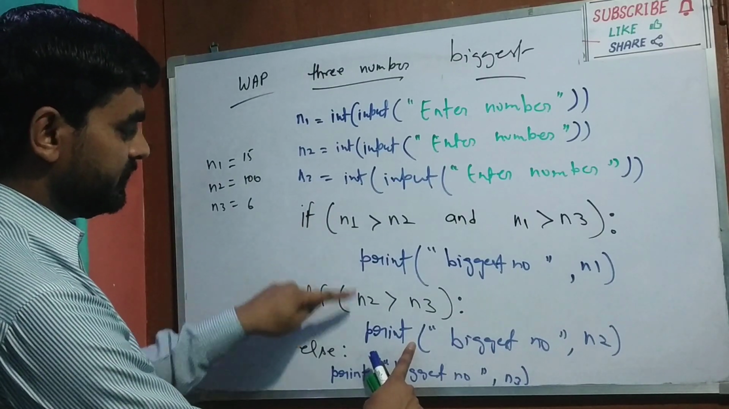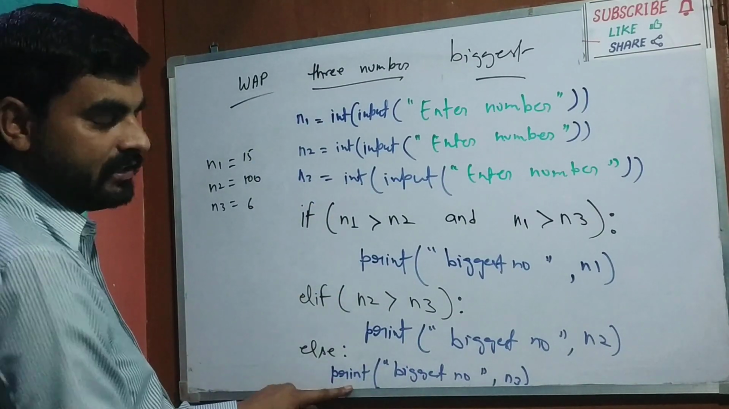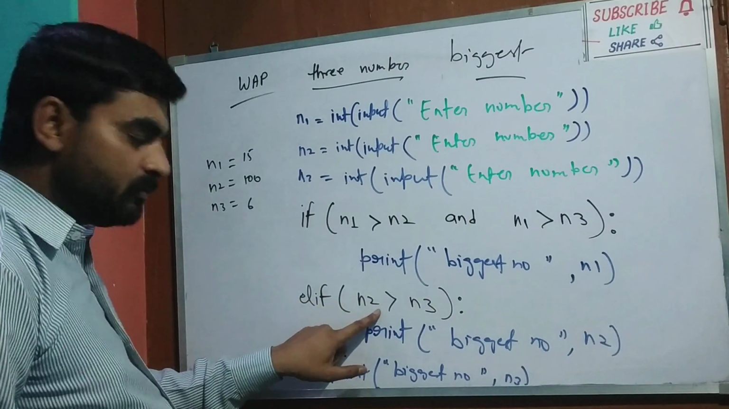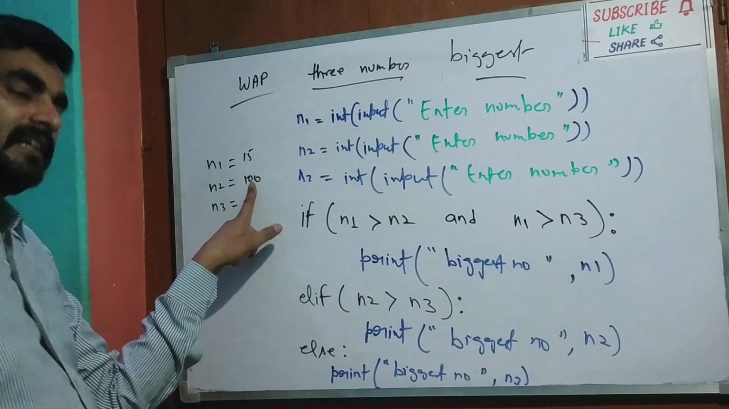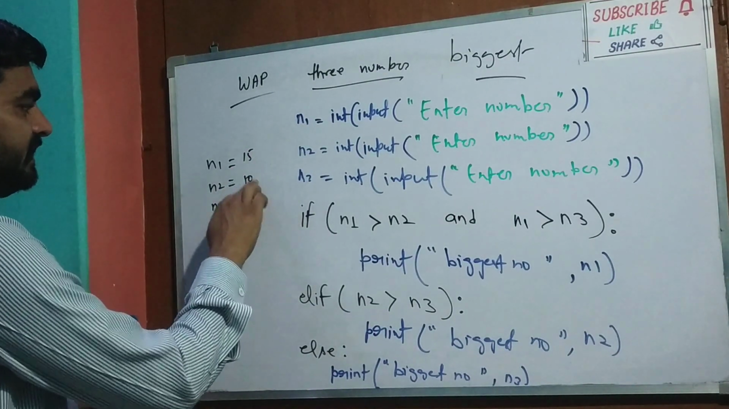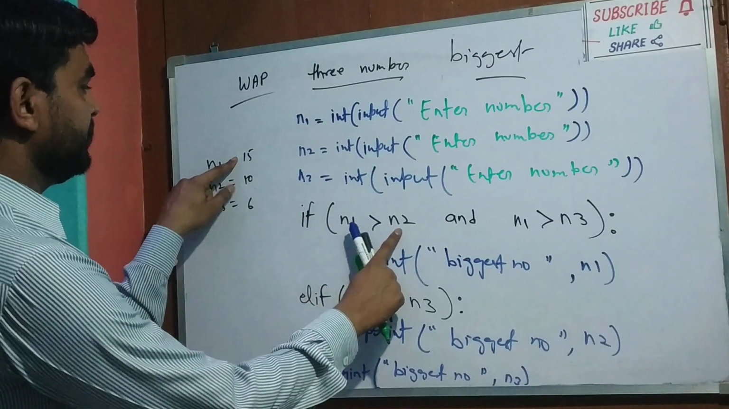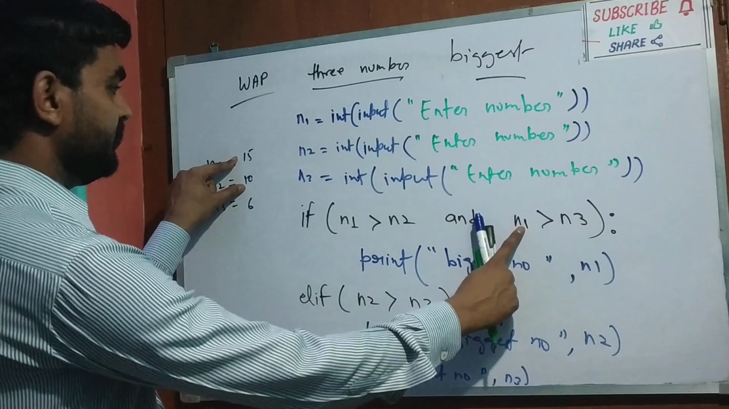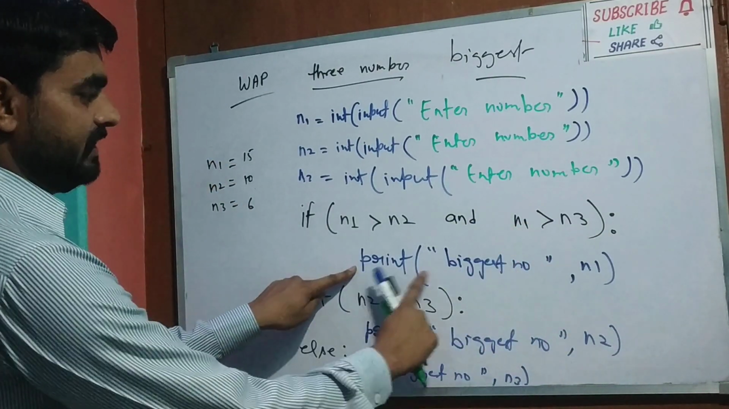Among these three lines, 1, 2, 3, only one line will execute, either this one or this one. So this condition becomes true, and the biggest number is N2. Suppose you have given 15, 10 and 6. So what will happen? N1 15 greater than 10, yes. N1 15 greater than N3 6, yes. So this line will execute.